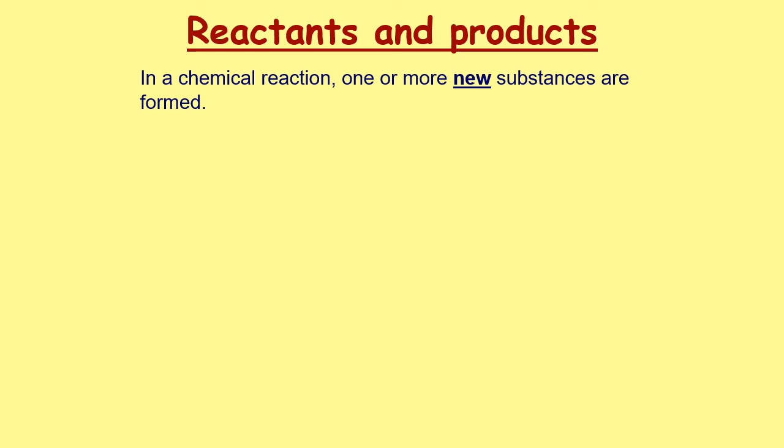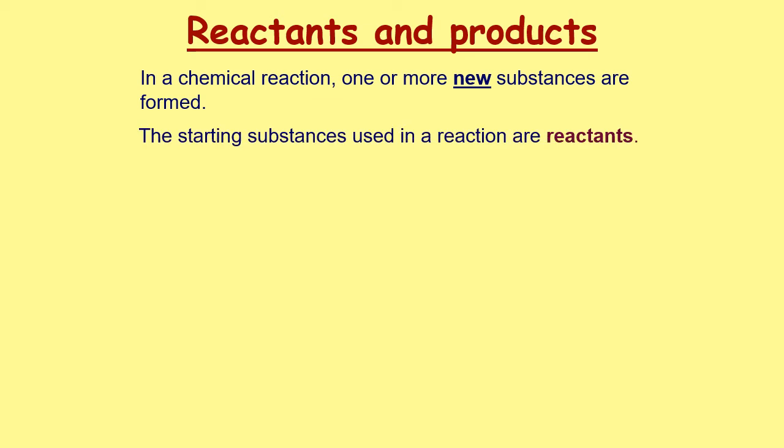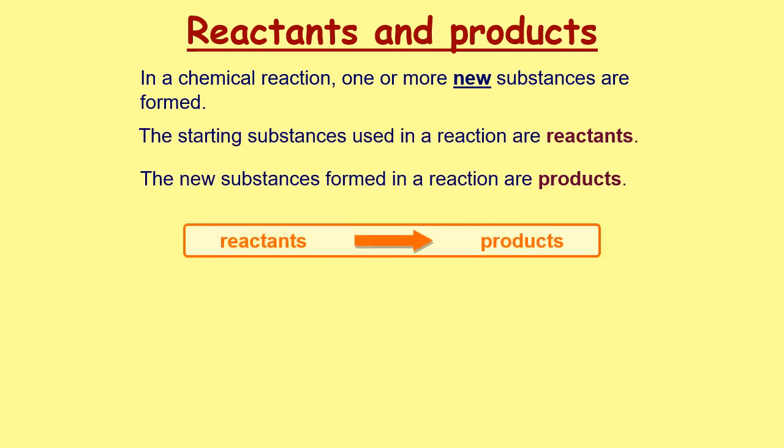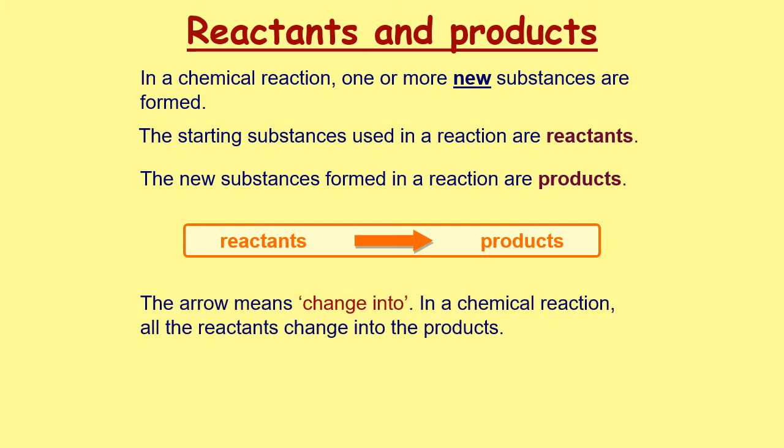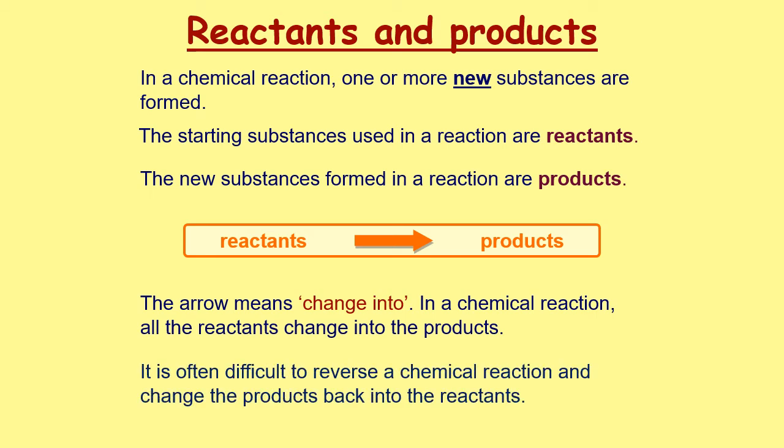Now, in a chemical reaction, you always get one or more new substances formed from the reactant. So there is a complete transformation and you make something new. The starting substances are the reactants, the new substances are the products. And the arrow means changed into or transformed. And one reason we use an arrow is also to describe the fact that in many cases, it is very difficult to reverse the chemical reaction. It can only go in one direction, and that arrow shows us the direction in which that chemical reaction occurs.